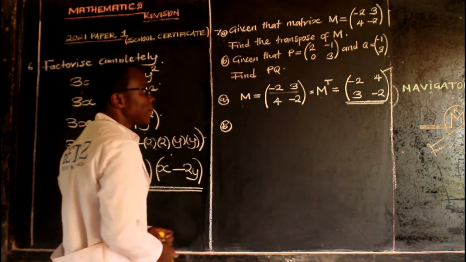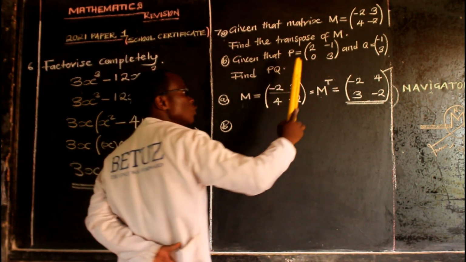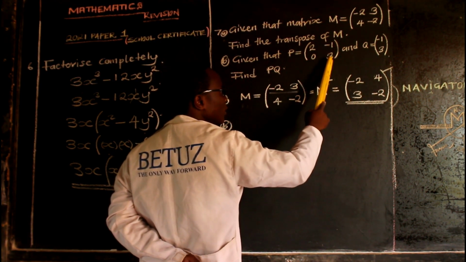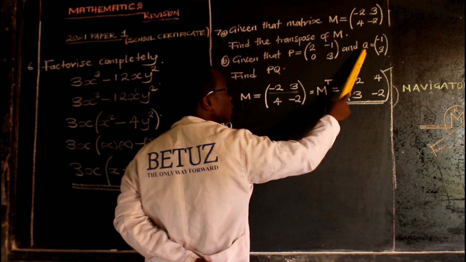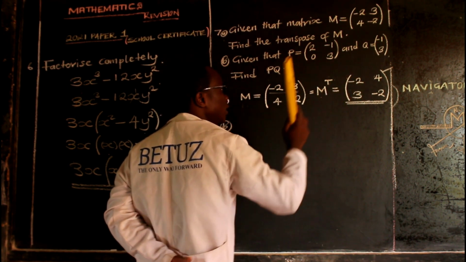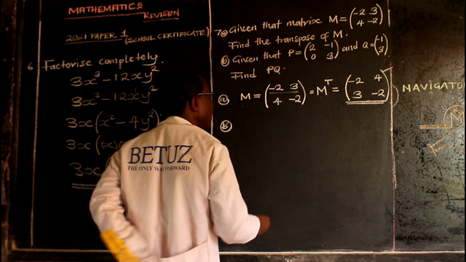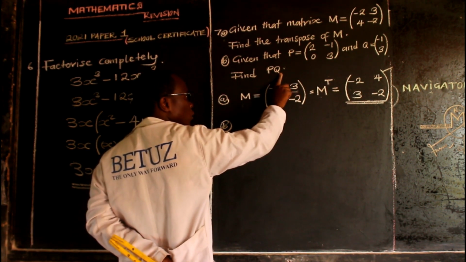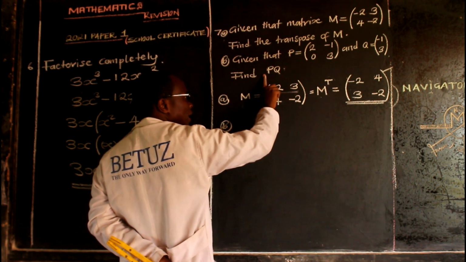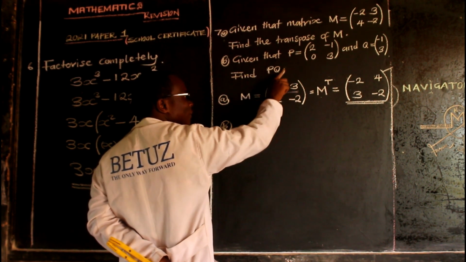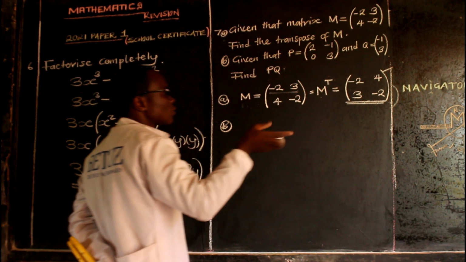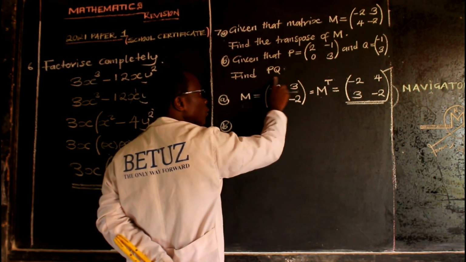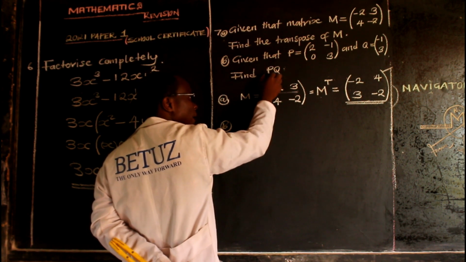It's saying given that matrix P is equal to positive 2, negative 1, 0, and 3, and matrix Q is equal to negative 1, then 3. Then we are being told to find matrix PQ. Since this expression has not been separated by a plus or a minus, it simply means we are multiplying. We are finding the product. We are multiplying matrix P by matrix Q.